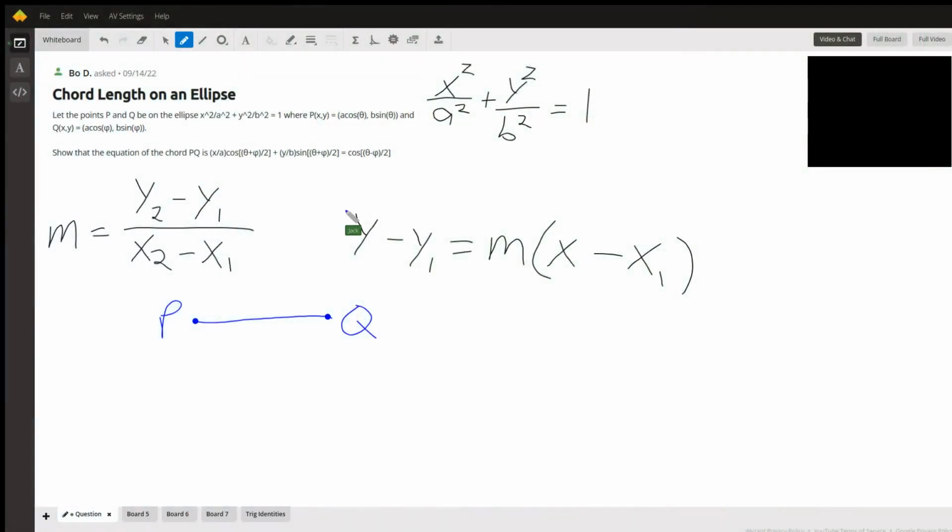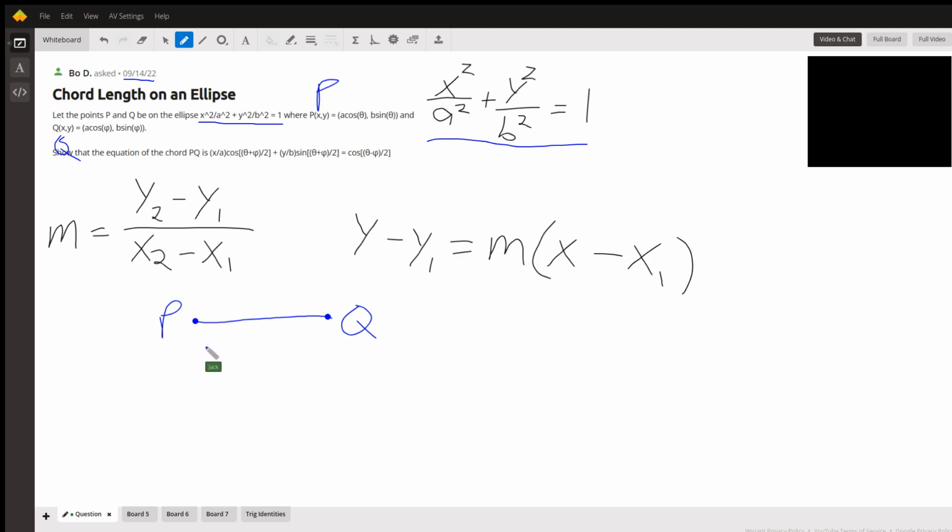All right, so Bo asked this question over 2 years ago, but no one answered it, so I thought I'd give it a shot in case anyone comes across this question and wants to know how it's done. So we are given the formula or equation of an ellipse, which I've written out here because it looks a little bit nicer. And we're also given points P and Q, given as a cosine theta, b sine theta, and a cosine phi, b sine phi. We're asked to find the equation of the chord PQ.